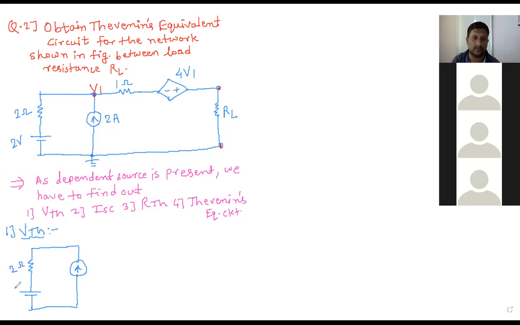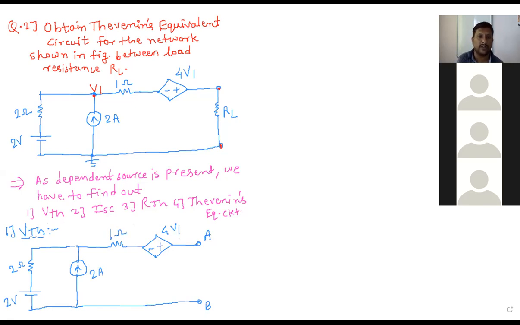So this is 2 ohm. This is 2 volt. This current is 2 ampere. This is plus minus, plus 4 into V1. This is open here. I will give the names A and B. So this is 1 ohm. Now V1 I have to mention because 4 into V1 is there. That's why I have to mention V1 here, V1 with respect to this ground. So the open circuit voltage between A and B is nothing but plus minus VTH. So how to find out VTH now? कोण सांगेल मला VTH कसं कॅल्क्युलेट करावं लागेल?